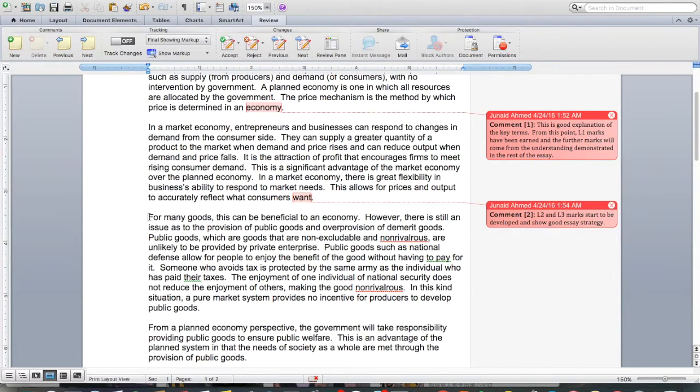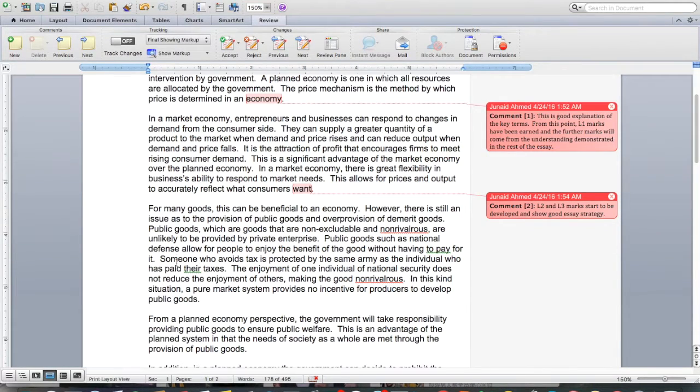For many goods, this can be beneficial to an economy. However, there is still an issue as to the provision of public goods and over-provision of demerit goods. Public goods, which are goods that are non-excludable and non-rivalrous, are unlikely to be provided by private enterprise. Public goods, such as national defense, allow for people who enjoy the benefit to enjoy the benefit of the good without having to pay for it. So this is just like definition, right?